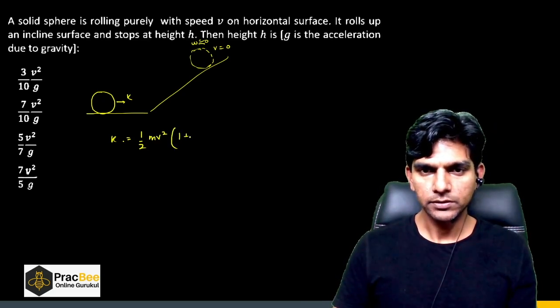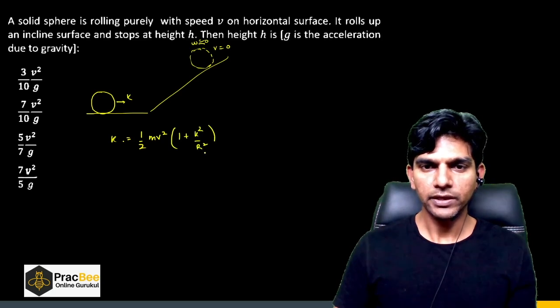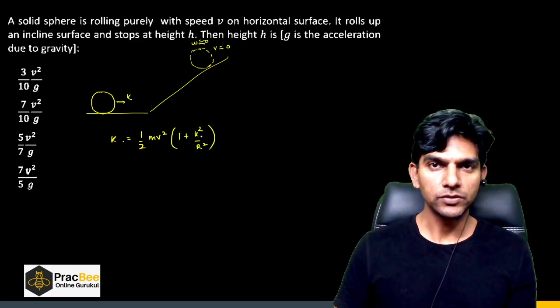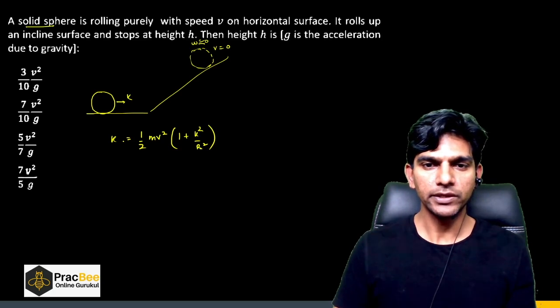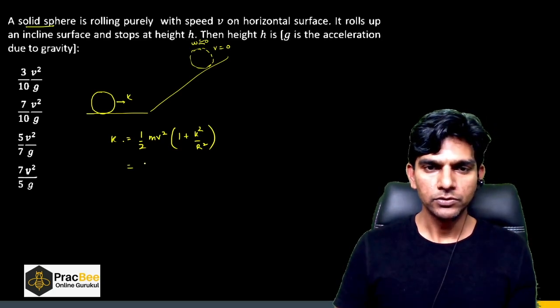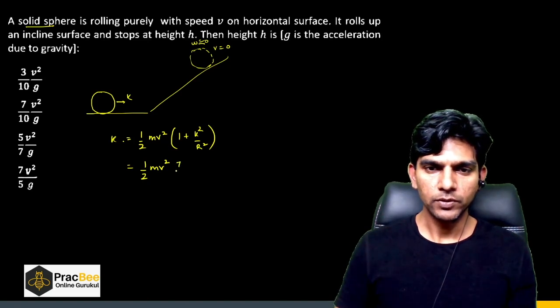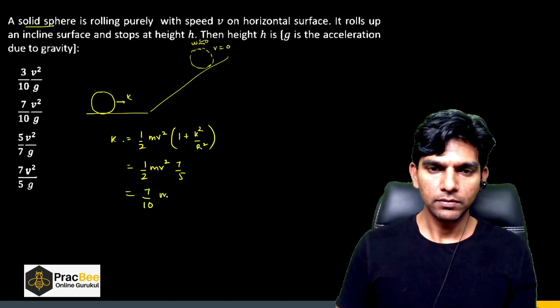That will be 1 plus k square by r square, where k is the radius of gyration, and it is a solid sphere. So k square by r square will be 2 by 5. So it will be 1 by 2 mv square times (1 plus 2 by 5), so 7 by 5. So this comes out to be 7 by 10 mv square.